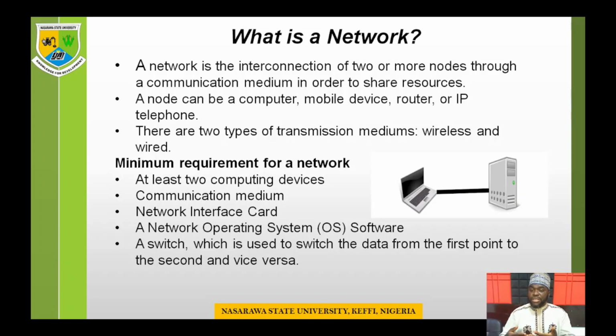It can be connected using wires, which can be either copper cables or fiber optics, or it can be connected using wireless. These devices are connected together in order to share resources. And there is one fundamental thing that a given network must exhibit, that is the protocol, that is the rules.